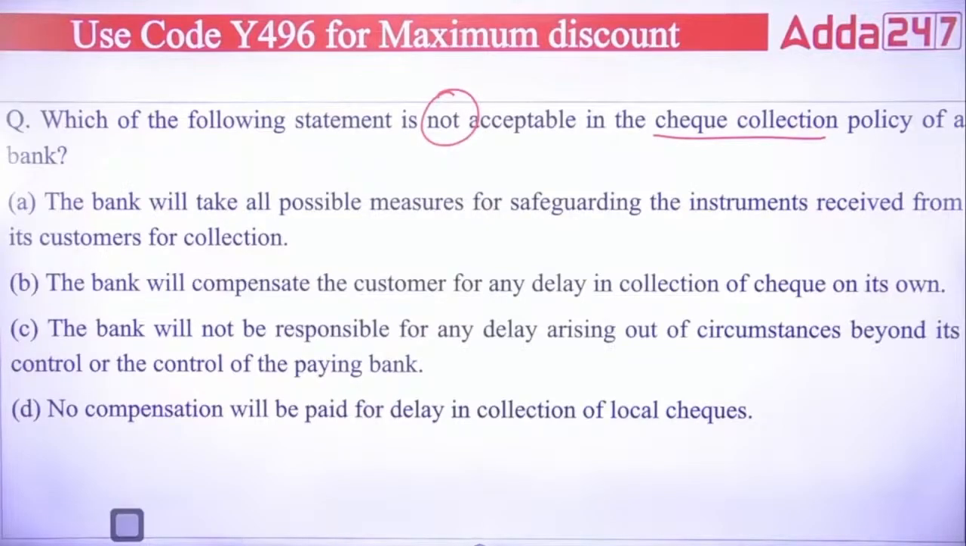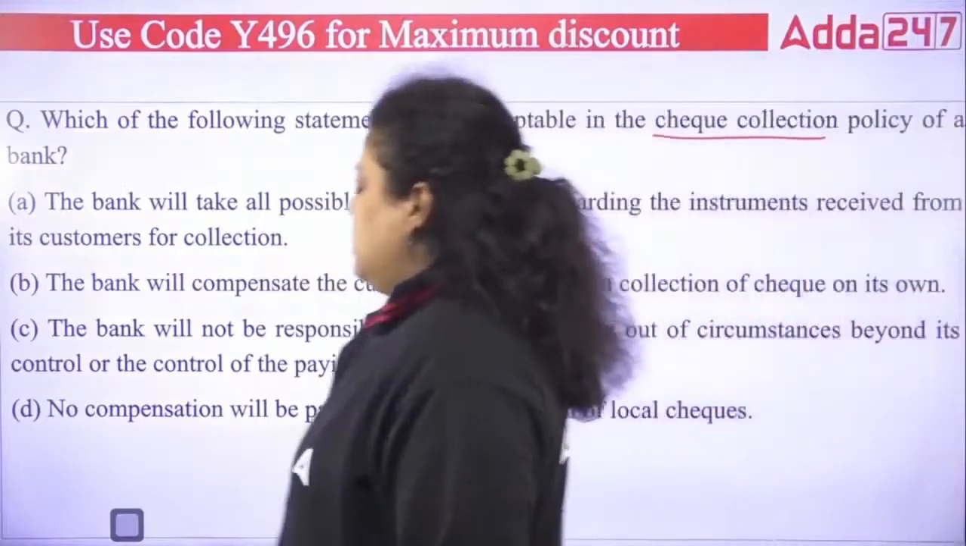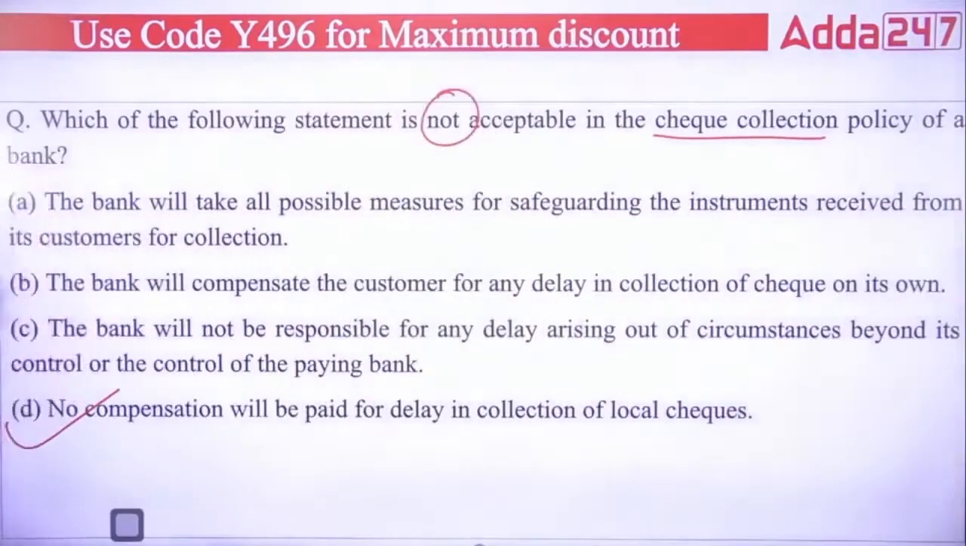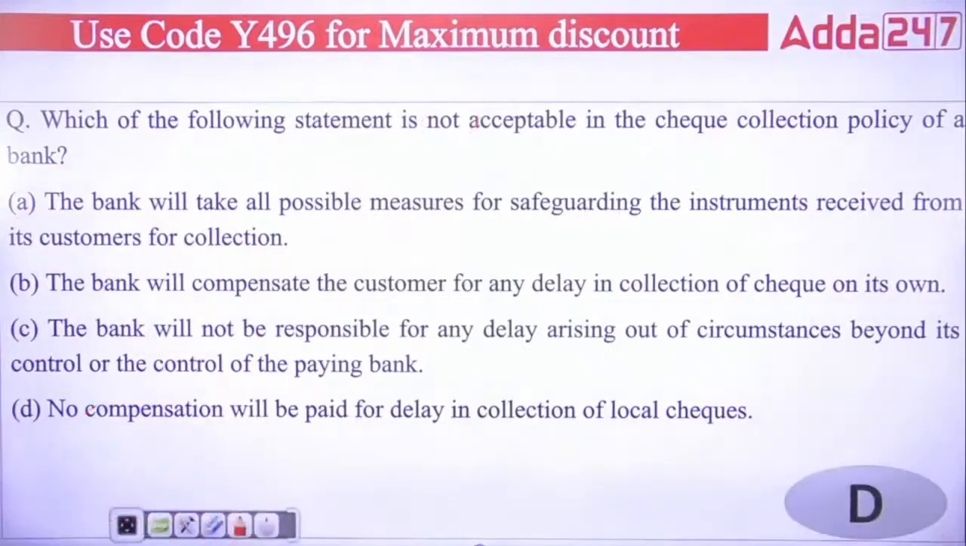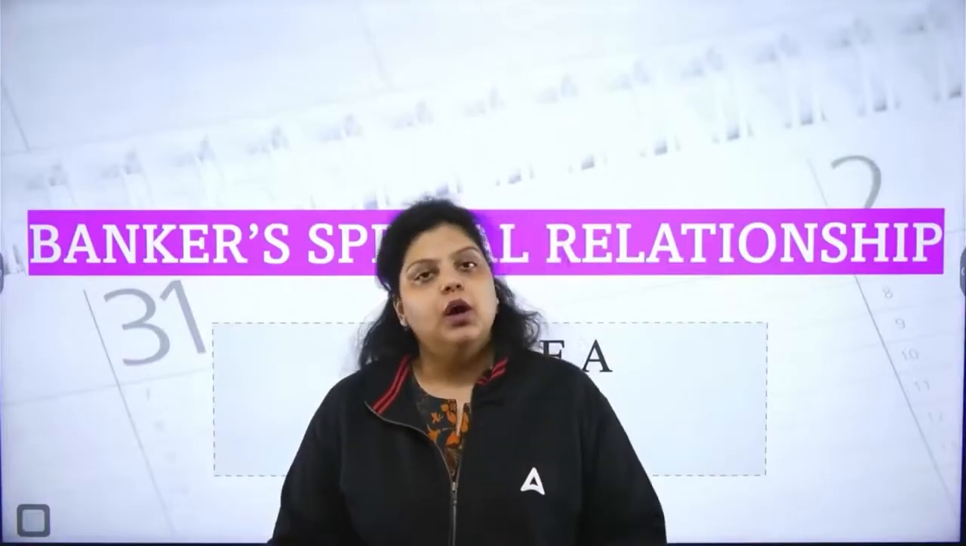If there is a delay in the collection of local checks, and this is the fault of the bank, you have to give compensation. If you are not giving compensation, this is not acceptable. So the right answer will be D. There should be compensation.